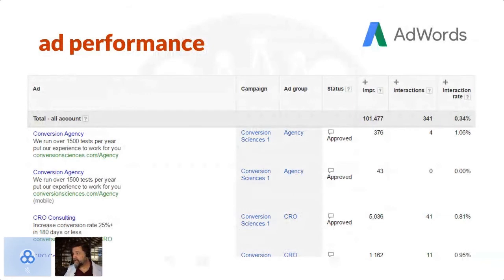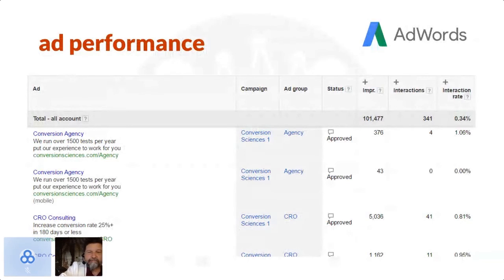This is a spreadsheet that I pulled from our AdWords account because I wanted to know what words to use when talking about my agency. So we've got conversion agency, we've got CRO consulting. We really just wanted to know which of these was what people were thinking of when they thought of a business like ours. And I like CRO consulting down here.